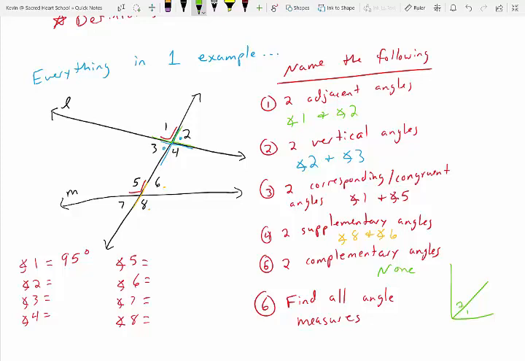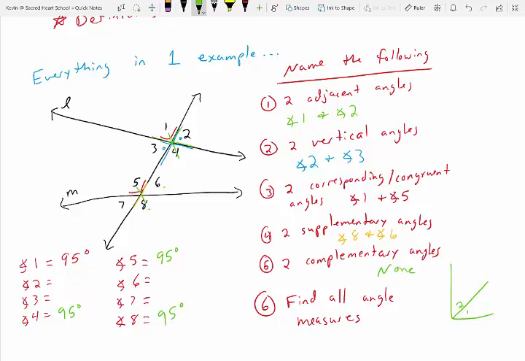So if we know that angle 1 is 95, we can tell that angle 4 is also 95 degrees because they are vertical angles, and vertical angles are always congruent. And we also said angle 5 is corresponding and it's congruent, so angle 5 is also 95 degrees. And then if we look opposite or vertical to that, angle 8 is going to have to be 95 degrees as well. Okay, then how do we find angle 2, 3, 6, and 7?